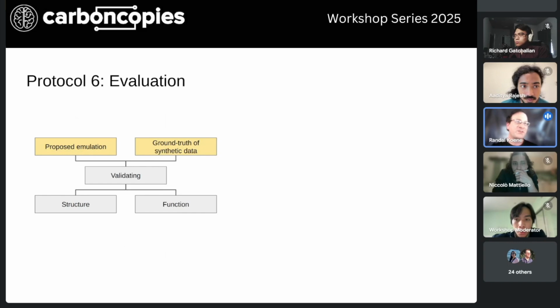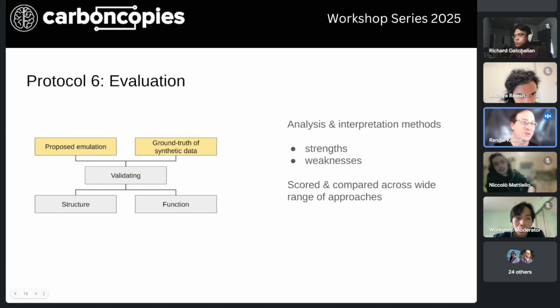The quality of the emulation is validated using direct knowledge of the example ground truth, comparing the structure that was discovered, as well as the correctness of function. The evaluation points out strengths and weaknesses in the performance of competing analysis methods, which can be scored and compared across a wide range of approaches.